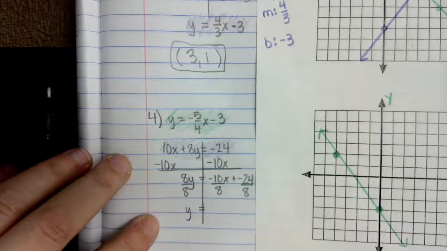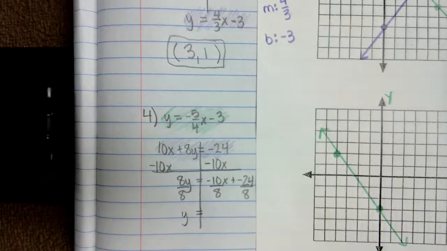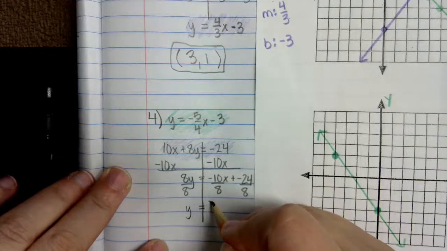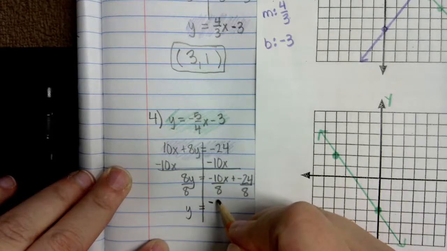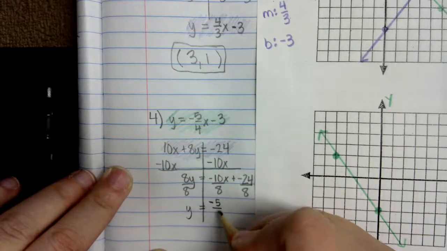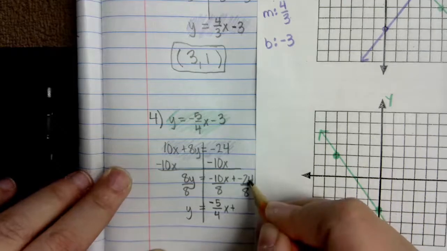Can we do 10 divided by 8? No. Can we simplify it? Yeah, what can you divide 10 and 8 both by? 2. What's 10 divided by 2? 5. What's 8 divided by 2? 4. X plus, what's negative 24 divided by 8?